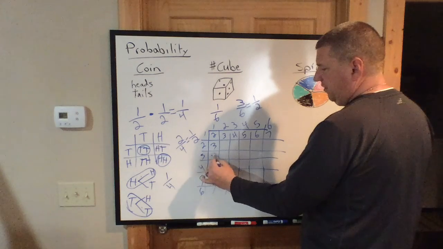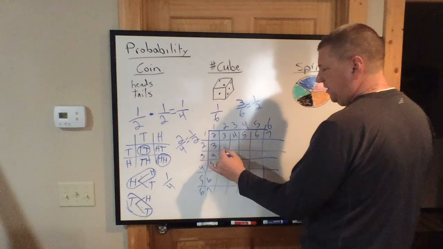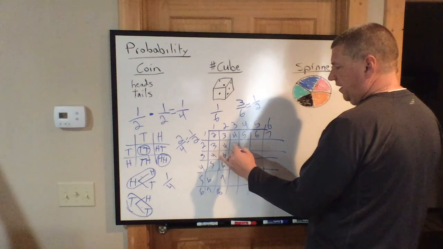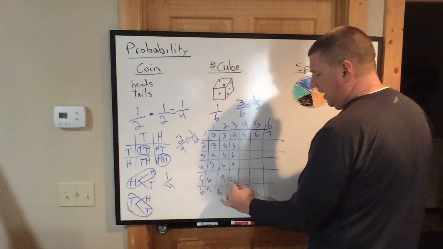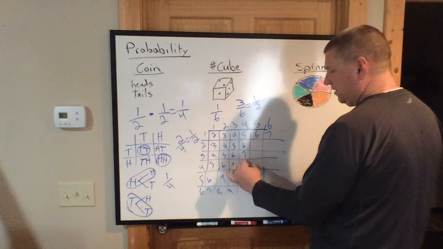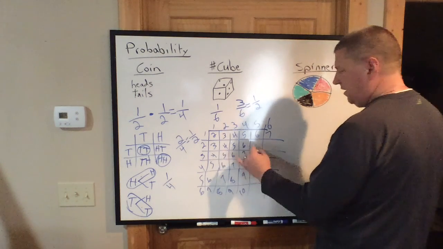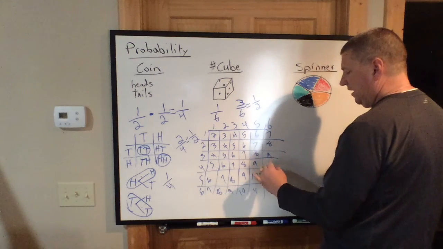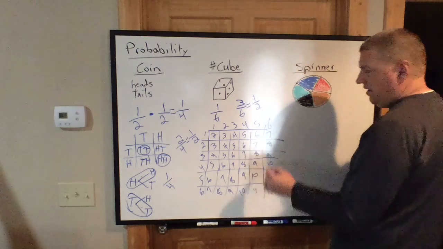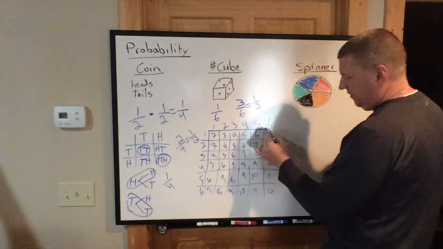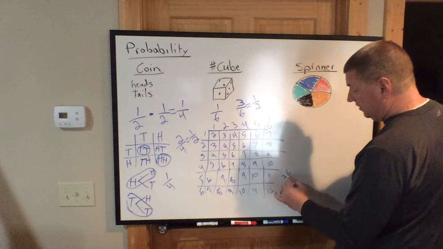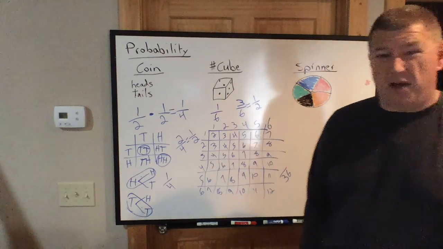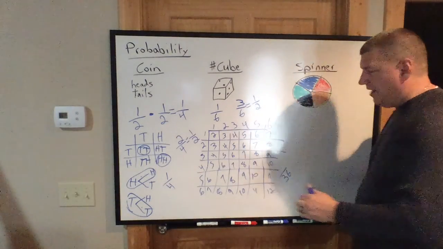All right? So 3, 4, 5, 6, 7. 4, 5, 6, 7, 8. And 5, 6, 7, 8, 9. 6, 7, 8, 9, 10. 7, 8, 9, 10, 11, and 8, 9, 10, 11, 12. Now I have 6 by 6, so I have 36 possible outcomes. When I roll the cube twice, there are 36 possible combinations. And I want to know how many of them add to 7.